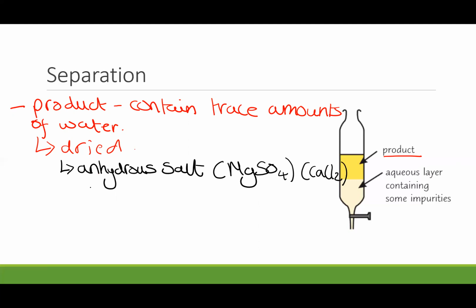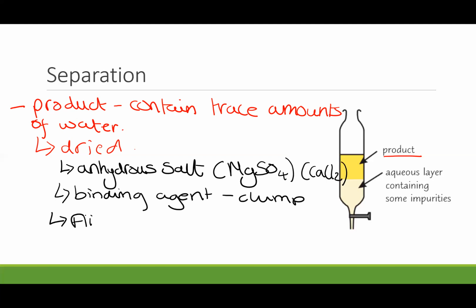What will happen is when you first add this salt to the organic layer, it will clump together. So it works as a binding agent and it will clump. And you'll see a clumping together of the organic product. And what you would do is you would just keep adding and adding this drying agent until it disperses evenly when you swirl the flask. And then your final process would be you would filter the mixture to remove that solid drying agent. So we want to remove the drying agent.